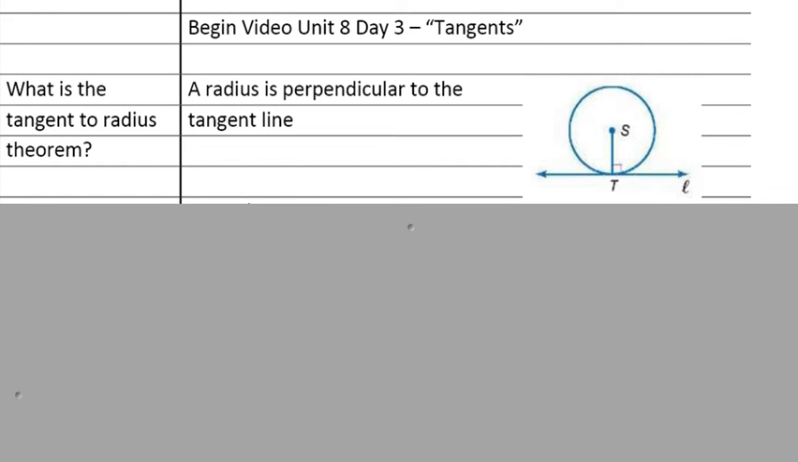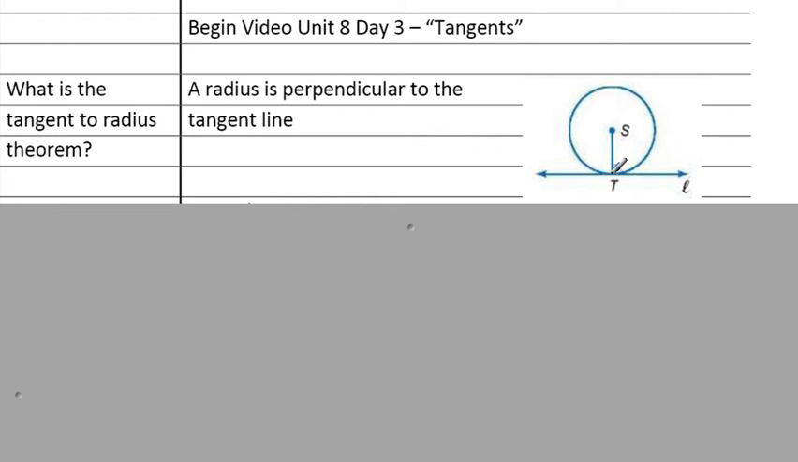Okay, our first theorem that we're going to look at is the tangent to radius theorem. So what is the tangent to radius theorem? I'll give you a minute to copy this definition down, the picture, and then we want to have in the picture a radius with a tangent line. So the tangent to radius theorem is that a radius will always be perpendicular to the tangent line.